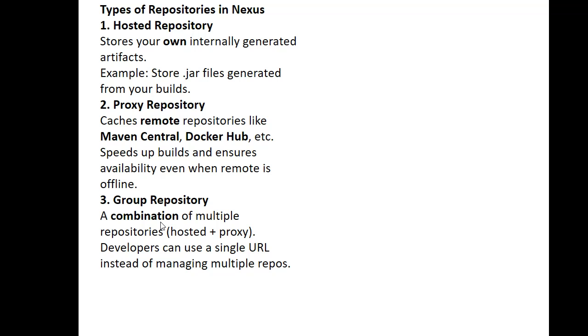Proxy repository. A proxy repository is a local mirror or cache of your remote/public repository. Example like Maven Central Repository. It will work similar to Maven Central Repository. It helps to download and store external artifacts locally in your Nexus. So whenever the developer's build tool needs the artifact again, it gets it from Nexus instead of going to the internet.